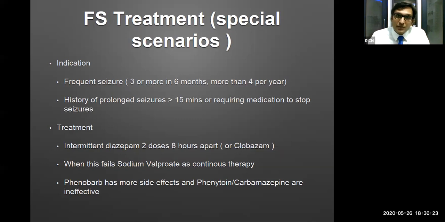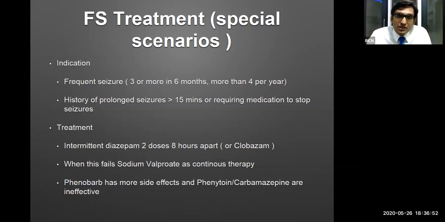So what are the treatment options? Intermittent diazepam was trialed, and 2 doses given 8 hours apart rectally could be acceptable. Of course, now we have the availability of clobazam, and clobazam could be given orally. So twice a day clobazam given for 3 days to cover the initial 72 hours of the febrile illness could give you a prophylaxis and reduce the recurrence of seizures in certain patients.